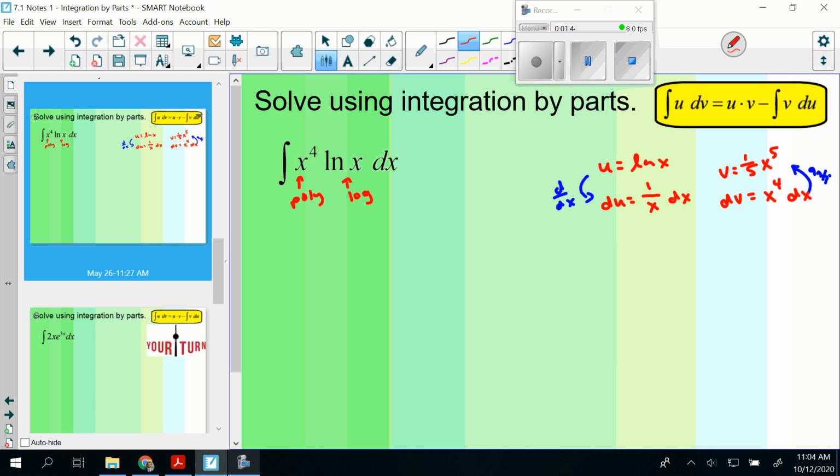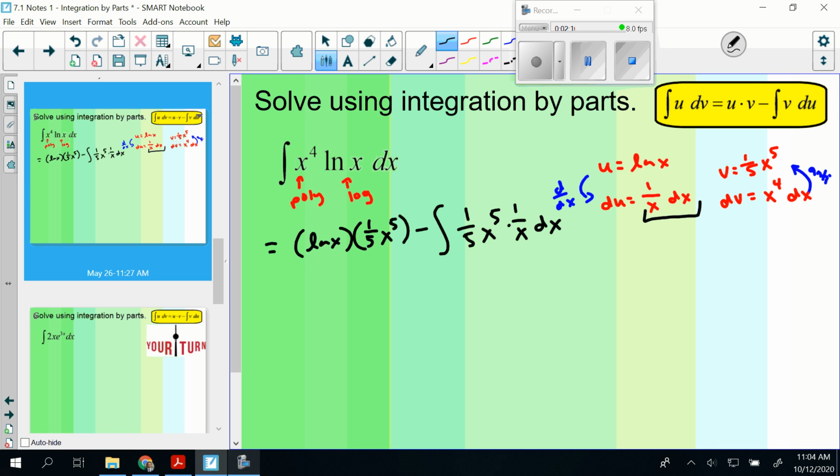So now if we write this out in the integration by parts formula, we should have it. So we want to write uv. So u here is natural log x. Our v is 1/5 x to the fifth, minus the integral of v, which is the same thing, 1/5 x to the fifth, du. Our du here is 1 over x dx.